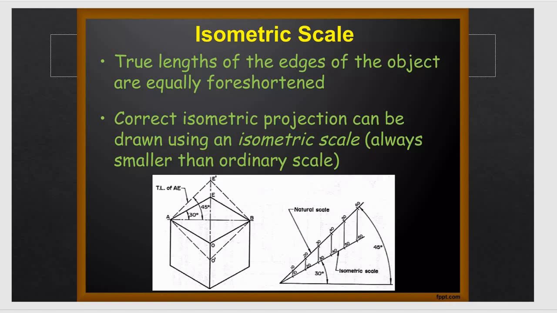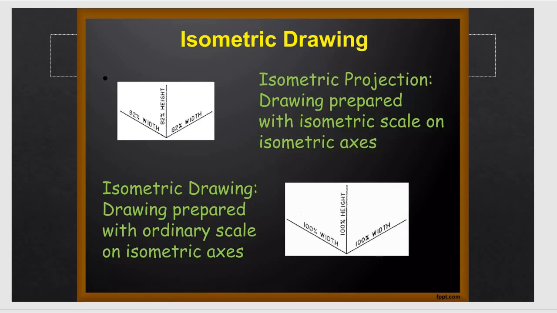Next is the isometric scale. The isometric scale is where the true lengths of the edges of the object are equally foreshortened. The correct isometric projection can be drawn using the isometric scale, which is always smaller than the ordinary scale. Generally, we draw the 30 degree or 45 degree lines and then the vertical, using the ordinary scale. Then we get the isometric lines.